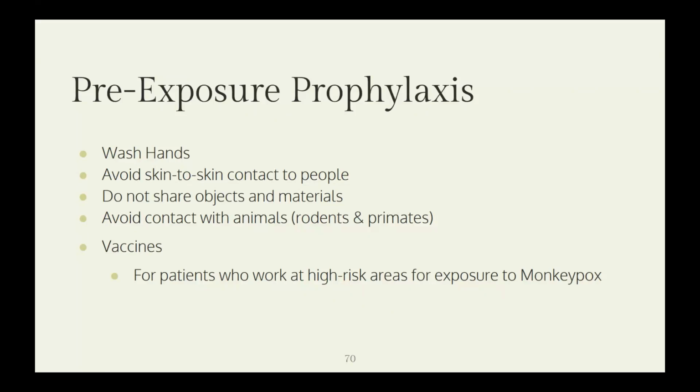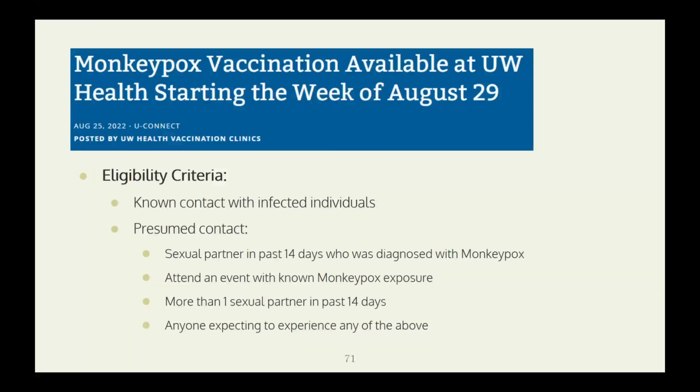Vaccines are specific to patients who work in high-risk areas for exposure, which are typically those with occupational exposure, or for patients traveling or expecting to travel to and from high-risk areas. UW does have guidance on this too. I just kind of copied and pasted UW's guidance on this. So you can see here, you can look it up too, easily available. They did say that the vaccine is available starting August 29th.